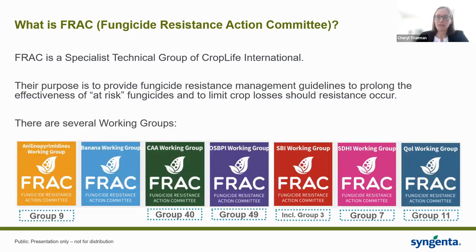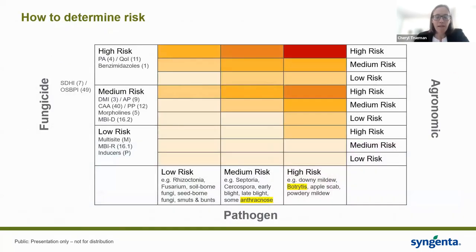They work in a number of ways, and one of them is they have several working groups where they are typically linked by fungicide mode of action group, and they'll talk about what the guidelines should be for individual groups or modes of action. One of the things that is considered when determining fungicide risk, so there's actually 3 things: it's the fungicide risk, the pathogen risk, and also the agronomic risk. So fungicide risk is the inherent risk of the fungicide to develop resistance.